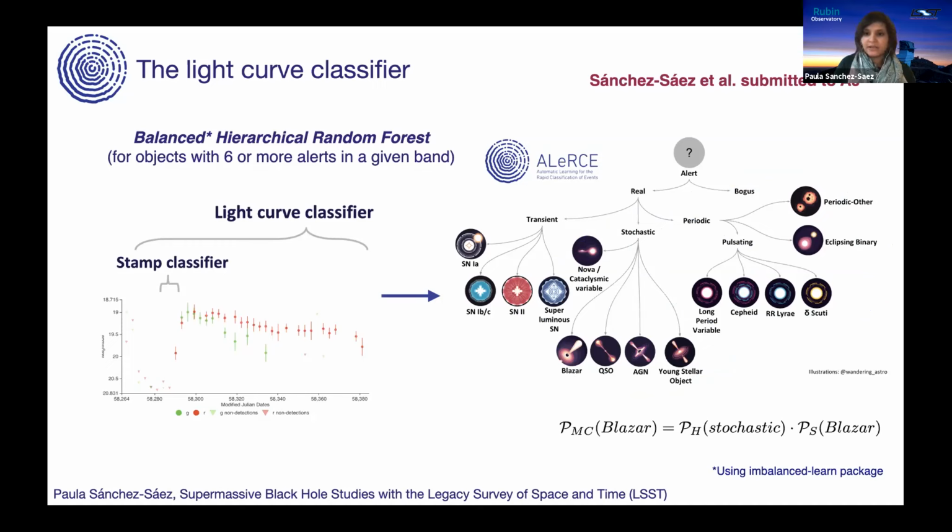So in order to get the final classification, what we do is we multiply the probability of being a given class in the first level, and then we multiply by its corresponding class in the sub-level classifiers. So for instance, if you want to know the probability of being a blazar, you have to multiply the probability of being a stochastic source and the probability of being a blazar in the stochastic classifier. And then the final class is determined by finding the maximum probability.